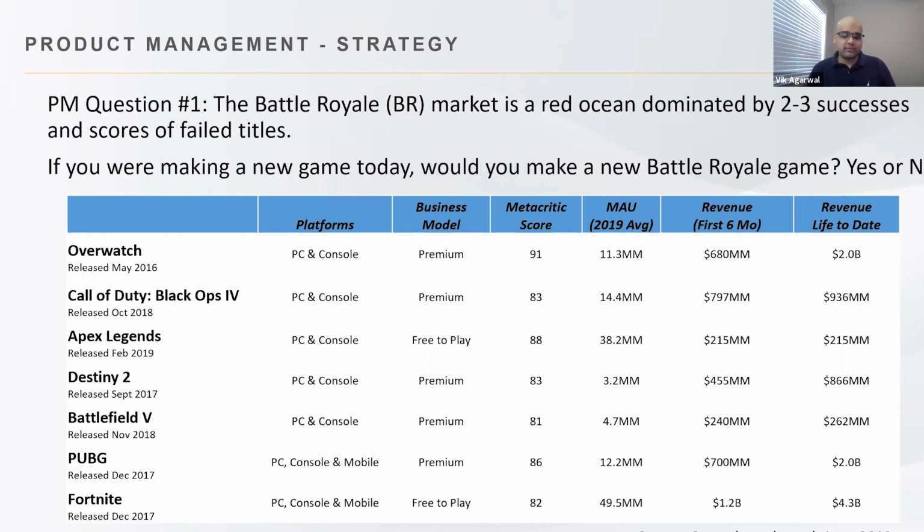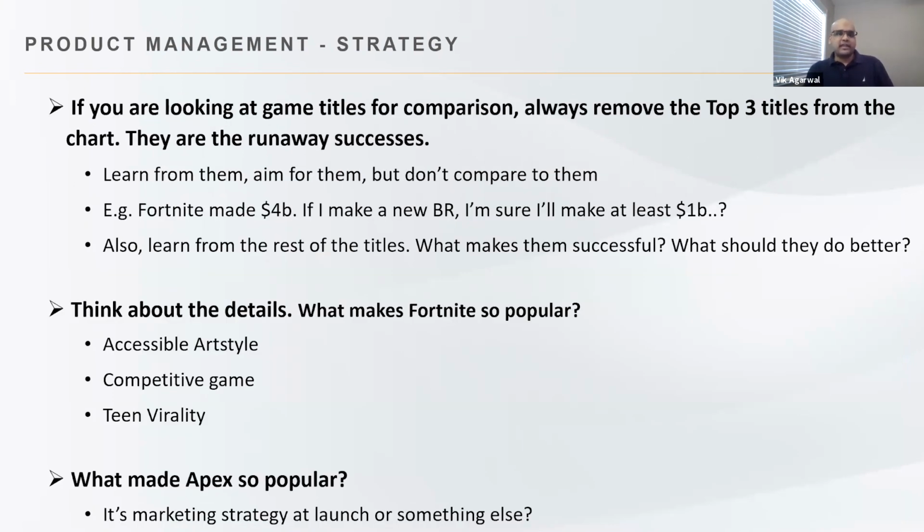And I had a few thoughts about this that I'll share. So the first thing is, when you look at game titles, you always remove the top few titles from the chart because they're runaway successes. And when I say remove, I don't mean don't think about them at all. I mean, you should learn from them, right? Fortnite, PUBG, Apex, they did something right. So we should learn from them, but don't compare them in your benchmarks because they totally skew it.